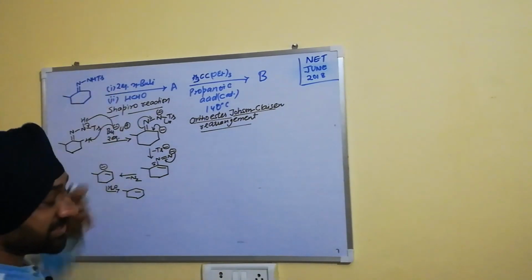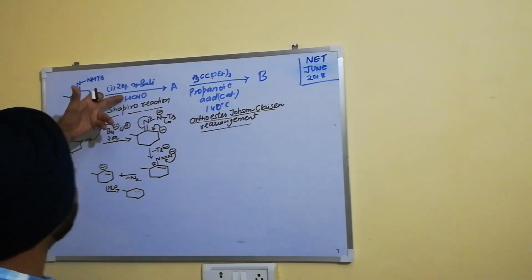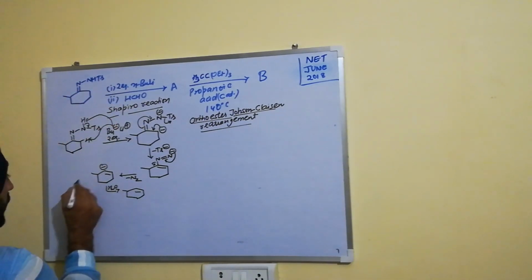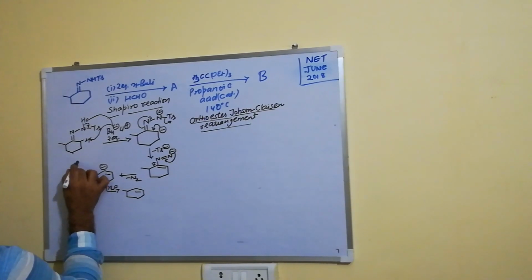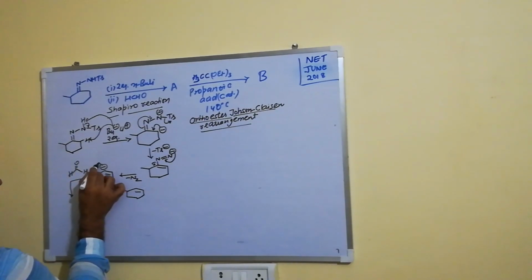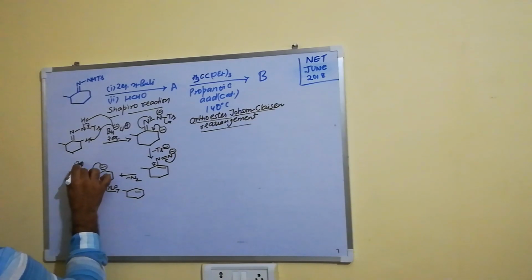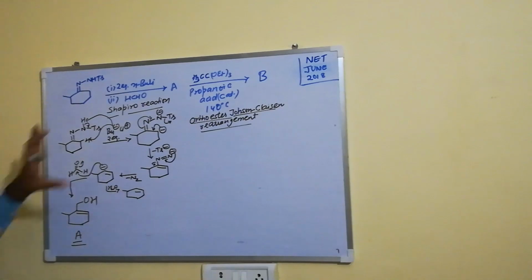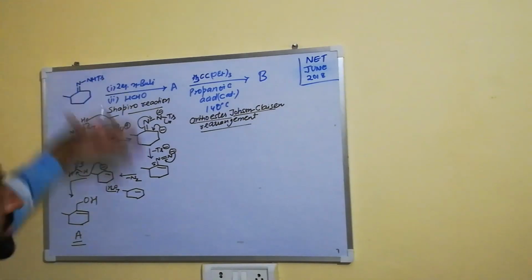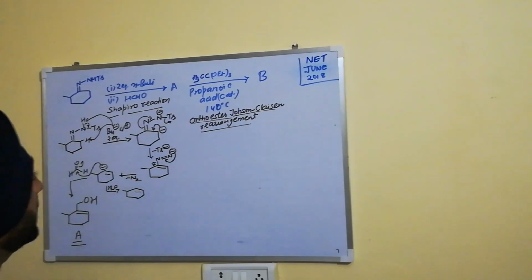But here the question that is asked to us, they have added formaldehyde into the reaction. So what happens when you add formaldehyde? This negative charge will attack the carbonyl group of formaldehyde, and on quenching it will give this alcohol as the major product. So this is compound A. This is one part of the problem, which is on the name reaction called the Shapiro reaction.